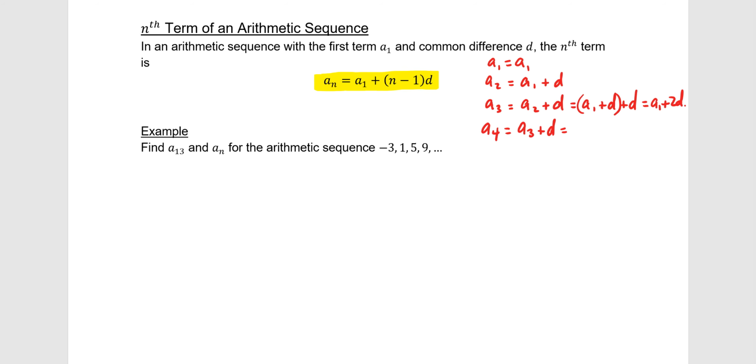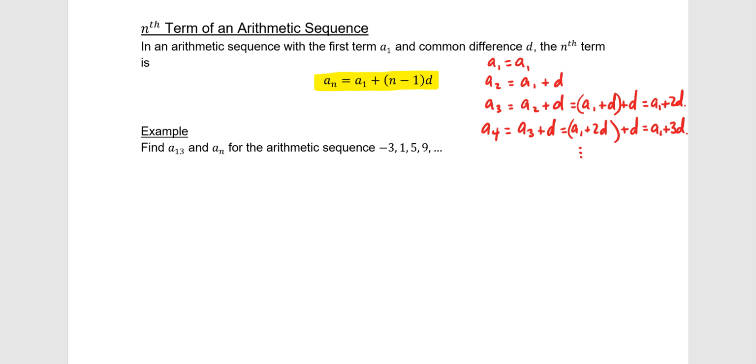If we sub in for a sub 3, which we just found was a sub 1 plus 2d plus d, that gives us a sub 1 plus 3d. So we're going to keep on getting that. We're going to keep on getting, for a sub 5, a sub 1 plus 4d. And the number here is 1 less than the number here, which is why we have the n here and the n minus 1 right there.